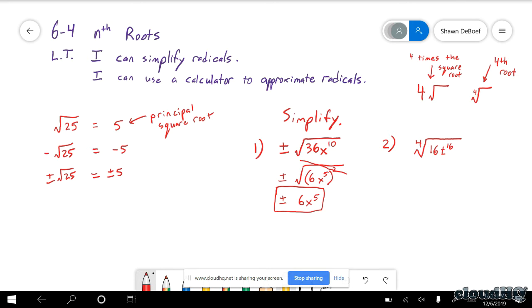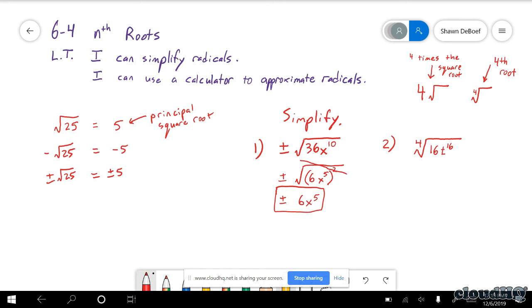So that's what I intended here on number 2. This is not supposed to say 4 times the square root. This is actually the fourth root of 16 t to the 16th. Notice the sign in front of the root. It's positive. That means I'm looking for the principal root. So our answer is going to be positive. What is the fourth root of 16?